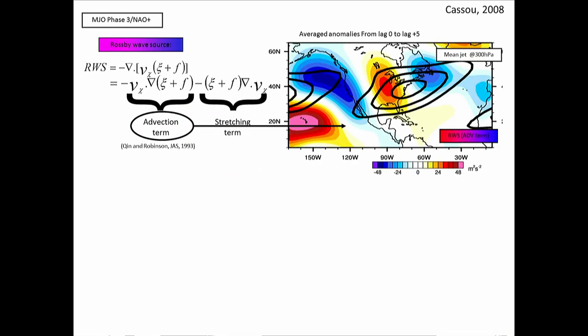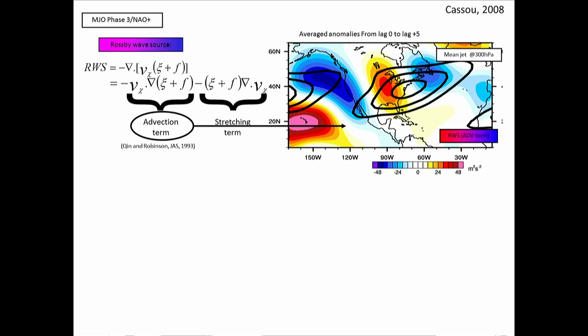So as we have seen before, the MJO oscillation will force some Rossby wave excitation. If we are in phase 3 or phase 6, we have a kind of dipole.